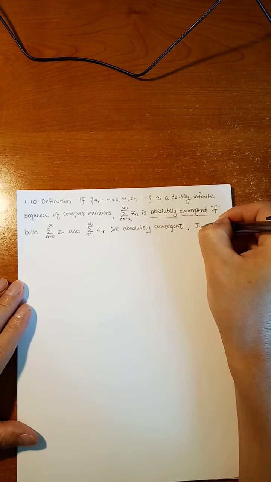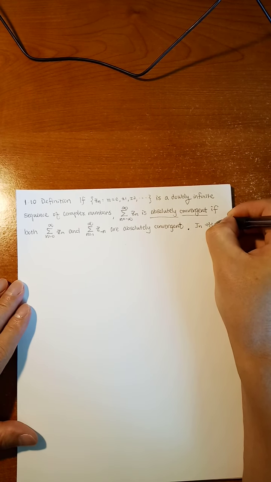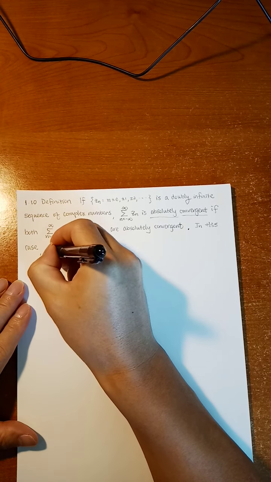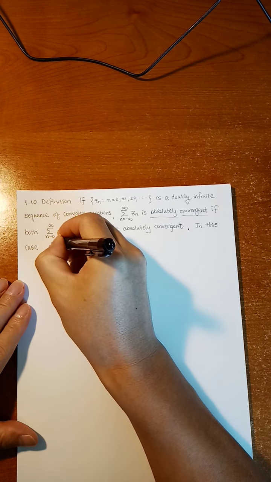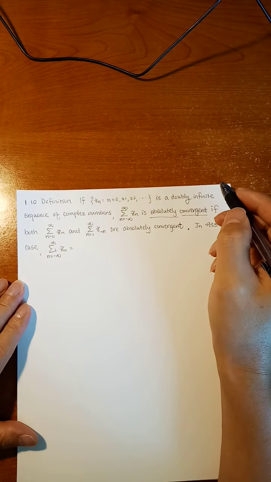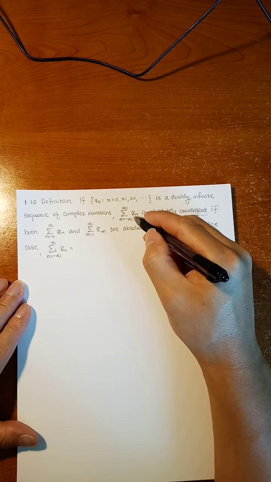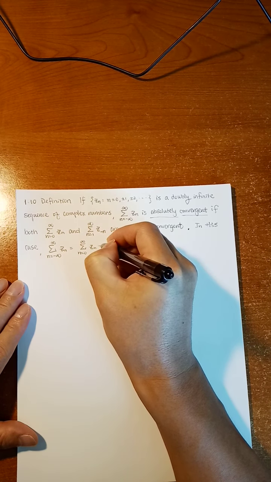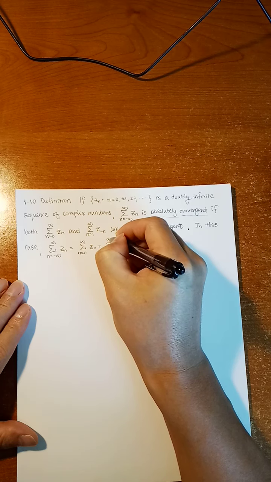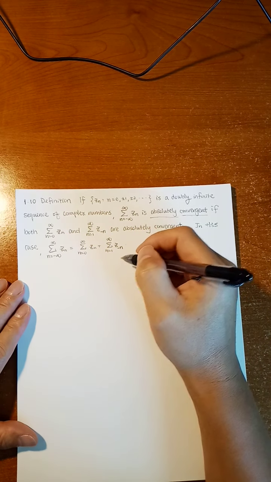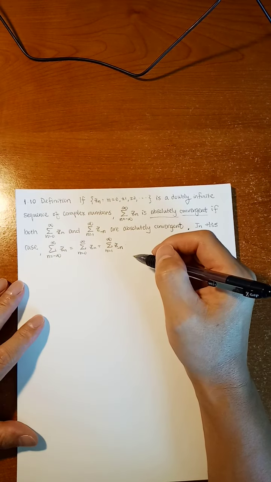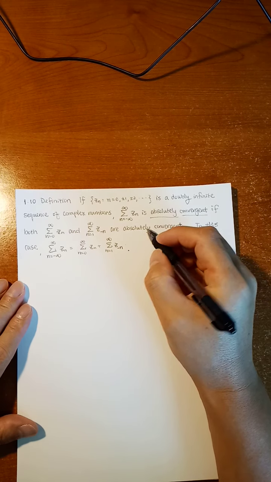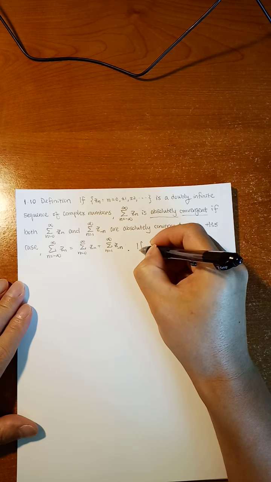In this case, when this happens, the doubly infinite series is equal to the series n from 0 to infinity, Zn, plus n from 1 to infinity, Z negative n. Okay, you add them together, that is the value of the series. They are about the numbers.